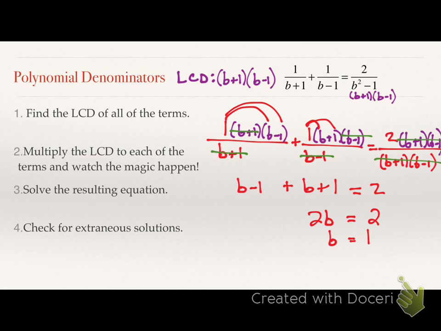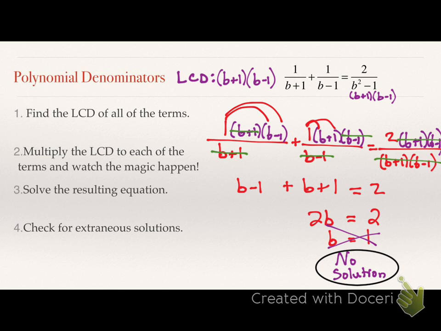Checking to see if it's extraneous, I see a couple problems here. If b was equal to 1, then I'd have a 0 in that denominator and a 0 in that denominator. And I can't have that. So that tells me we have our first example of an extraneous solution here. And since the only solution we got was extraneous, that would indicate that there is actually no solution to the original equation we were trying to solve.